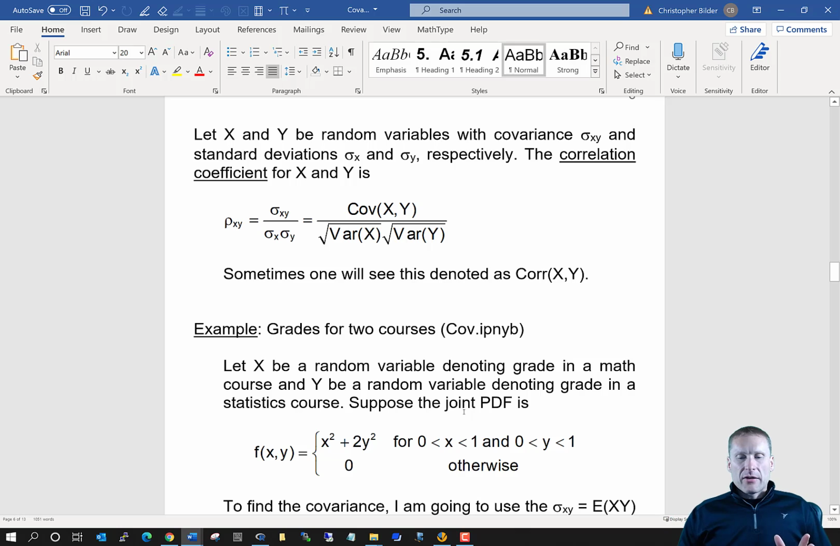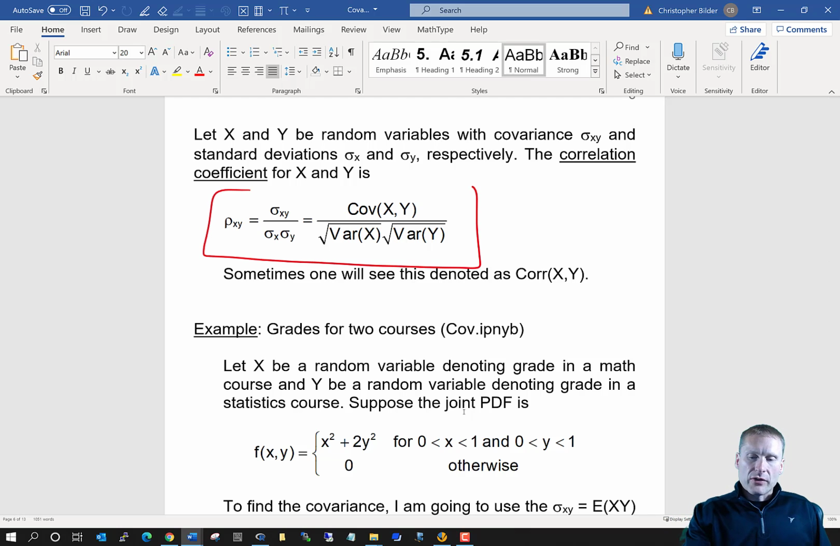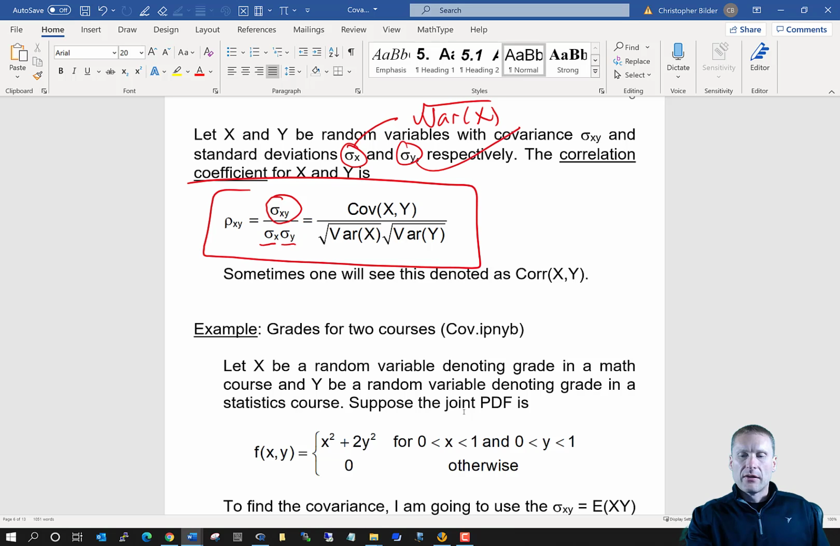So with that as background, this is what the actual correlation coefficient looks like. I take my covariance, I divide by the standard deviation for x and the standard deviation for y, where notice I'm using this shorthand notation to mean the square root of the variance of x and the square root of the variance of y. Sometimes, instead of using that rho sub x, some people will use cor(x, y), the correlation between x and y.